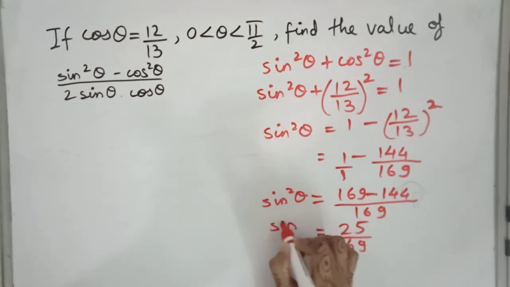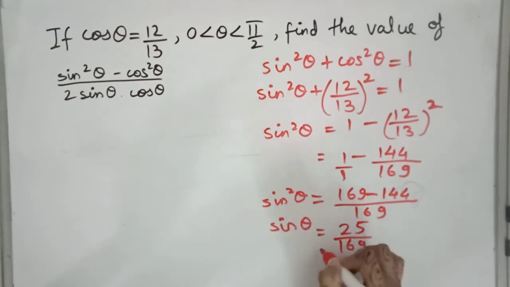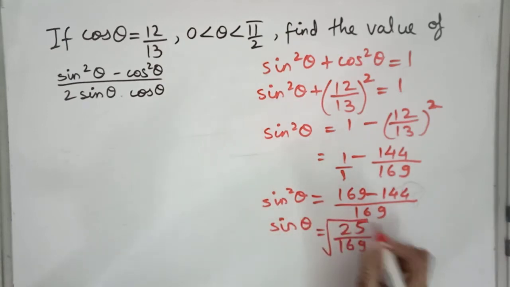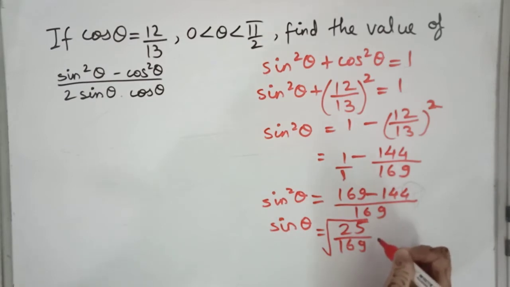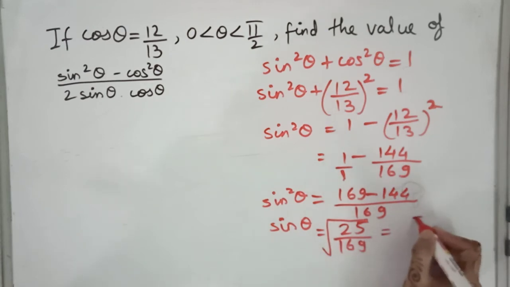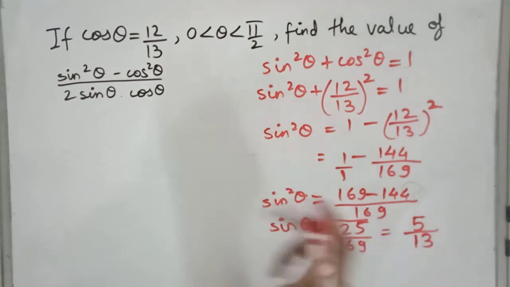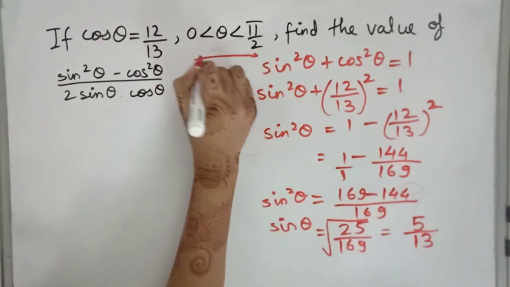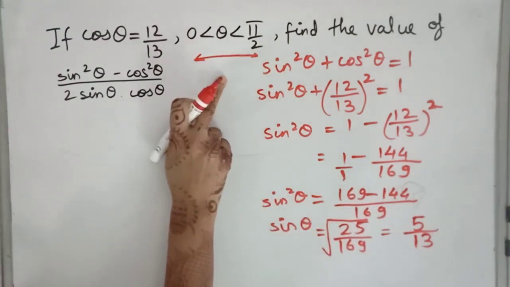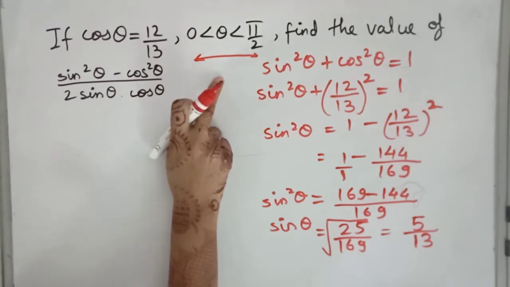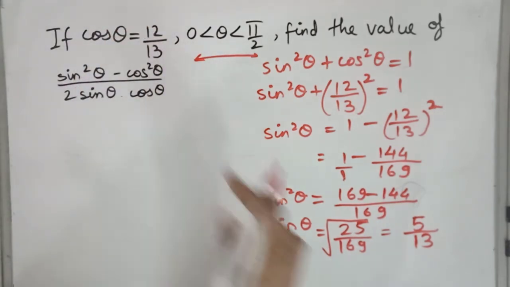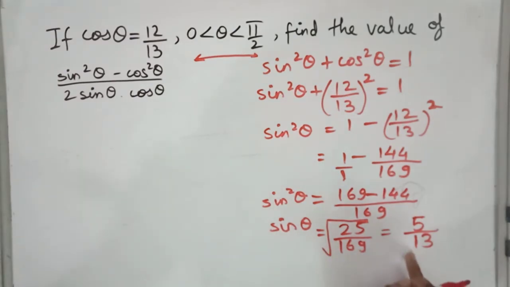If we want to find sin theta, we have to take the square root of sin square theta. So the square root of 25 is 5 and the square root of 169 is 13. So our sin theta will be 5 upon 13. Now we know in the first quadrant all the trigonometric functions are positive. Here cos theta is given positive, so sin theta will also be positive.